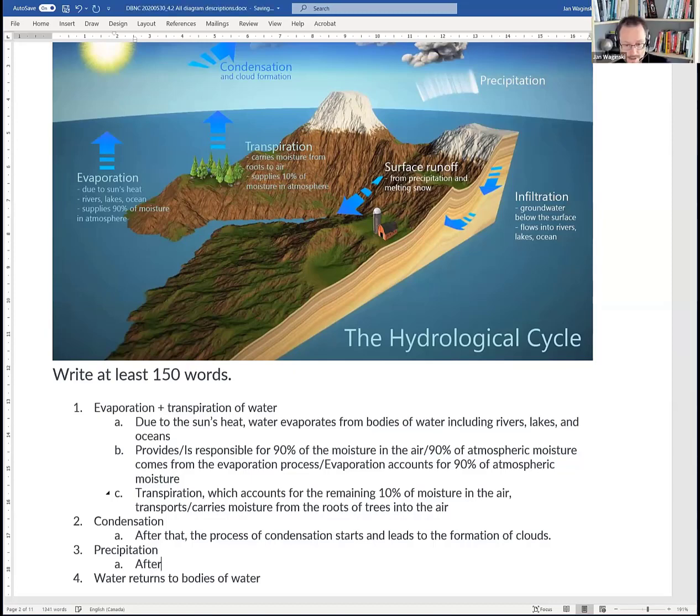In terms of precipitation and infiltration, or how about after, or following the formation of clouds? Or once the cloud formation is complete. Or, is that ever a complete step? I'm not sure. Or once clouds have formed.